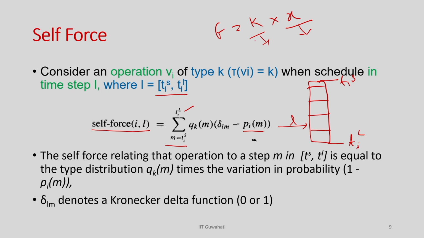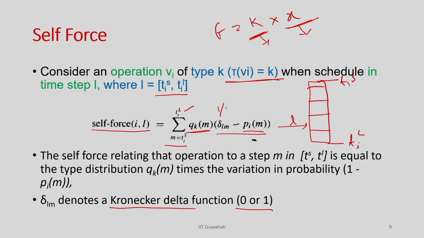What I am going to do is multiply this elasticity constant with the displacement. This is my q_k(m), the operator type distribution in time step m of type k. I am assuming the type of operation Vi is k, and I am going to multiply with the change in probability. Here delta_Lm is called the Kronecker delta function, which can take the value 0 or 1.